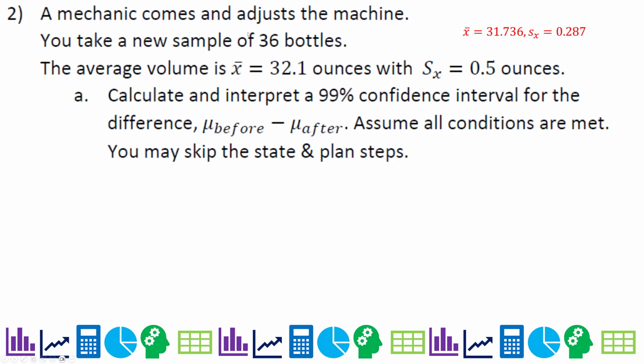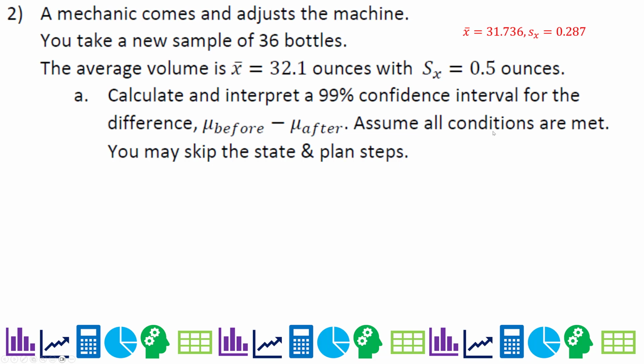A mechanic comes and adjusts the machine. You take a new sample, 36 bottles, and the new average is 32.1, with the standard deviation of the sample being 0.5 ounces. Now I went ahead and left this value up here because we're going to need that. So calculate and interpret a 99% confidence interval for the difference of before minus after. Assume all conditions are met, and you may skip the state and plan steps.